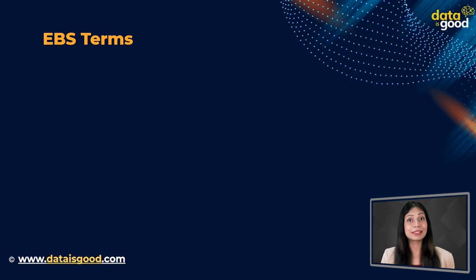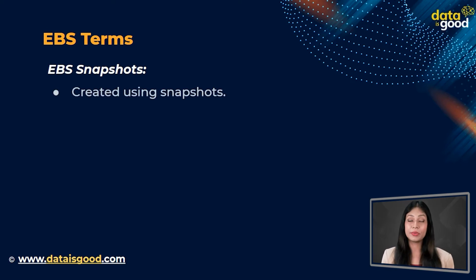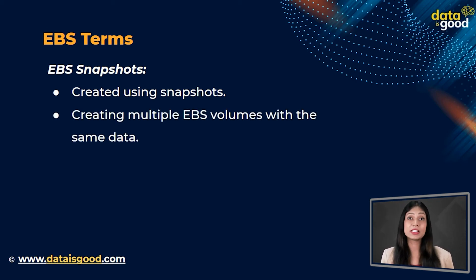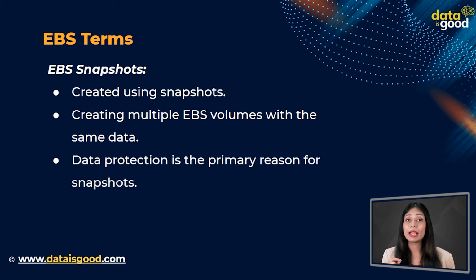And now we will be discussing some important elastic block storage terms. EBS snapshots. Backups of our EBS volumes can be created using snapshots. These snapshots can be used for creating multiple EBS volumes with the same data. Data protection is the primary reason for snapshots. Snapshots can be utilized to back up essential workloads like huge databases or file systems that span many EBS volumes.